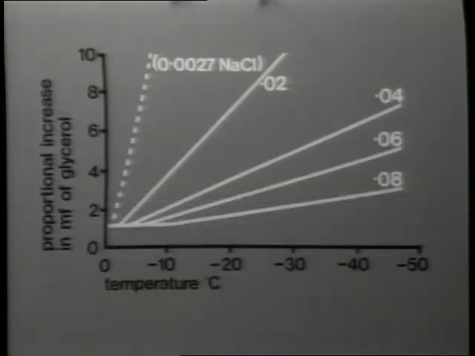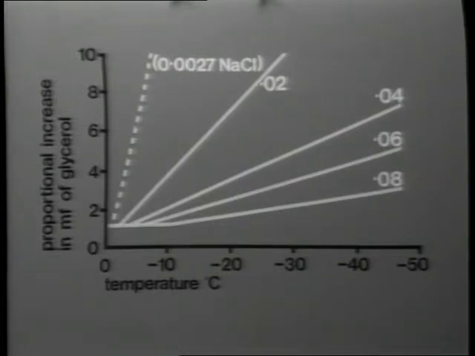Now, if we construct from that freezing point depression curve graphs similar to the proportional increase in salt concentration graph, which I showed you earlier, you will be able to see that glycerol has very profound effects in aqueous solutions that are cooled. On this graph I have also shown the isotonic sodium chloride line as a dotted line for comparison. Each of the other lines represents a glycerol solution. The concentrations are shown in mole fraction terms but correspond, roughly speaking, to 1, 2, 3 and 4 molar glycerol.